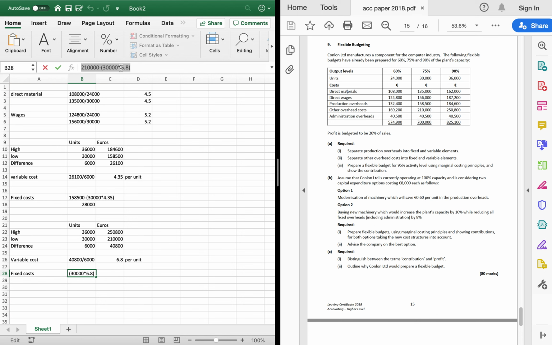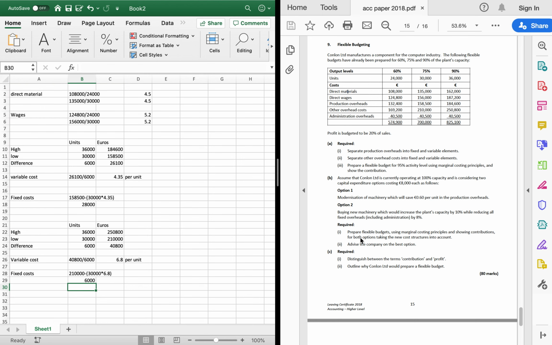And again, that's 6,000 euros. Okay, you could take that 6.80 and slot it in for 36,000 as well. So it'd be 250,800 minus 36,000 by 6.80, and you'll still get 6,000. All right, so that was your high-low method for part A.